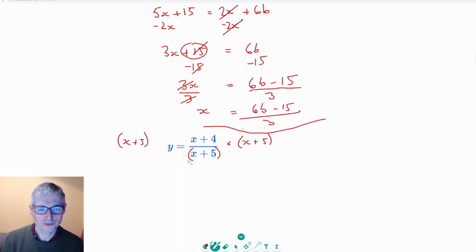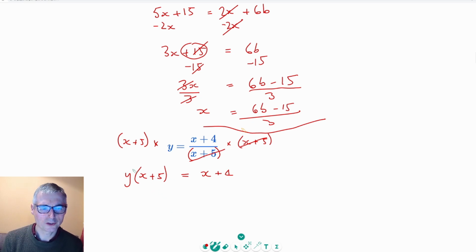So the reason is because if I divide by something and times by something, they will cancel each other out. So the x plus 5 disappears on that side. And then what I'm left with is y times x plus 5, and that's just equal to x plus 4. So that still looks a bit complicated.